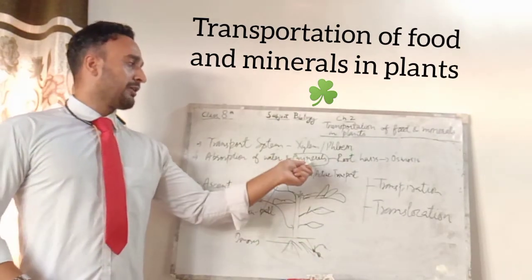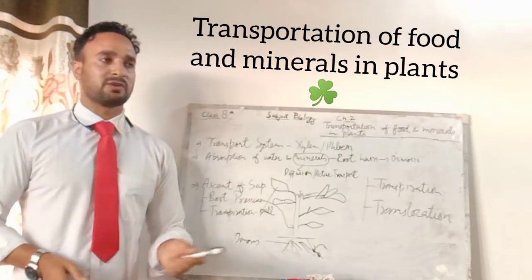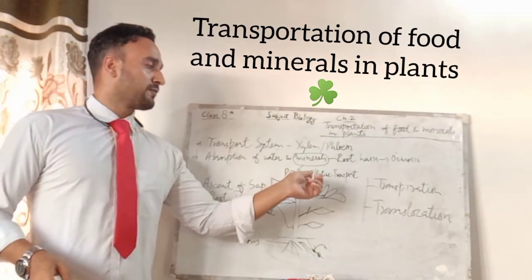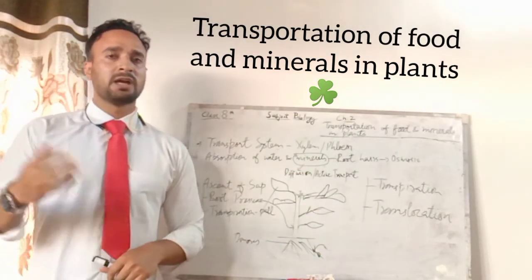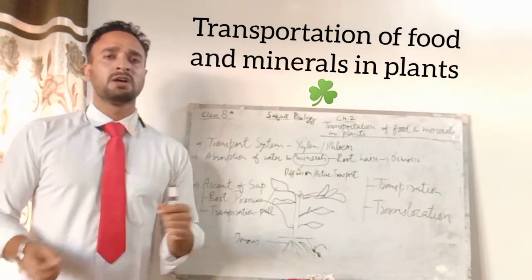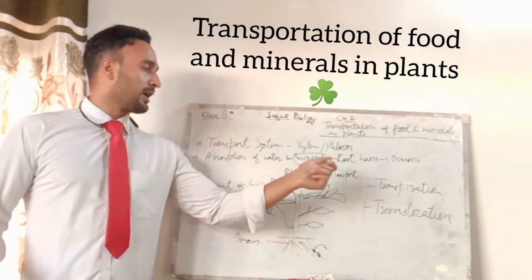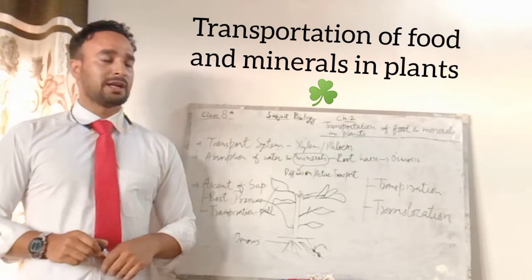Now, absorption of minerals from the soil. How are minerals being absorbed from the soil? The root hairs absorb minerals from the soil either by diffusion or by active transport. What is diffusion and what is active transport? I will explain. Diffusion is a passive process. Passive process means no ATP is used here, no energy requirement is there. And what is active transport? ATPs are used here. Let me explain.